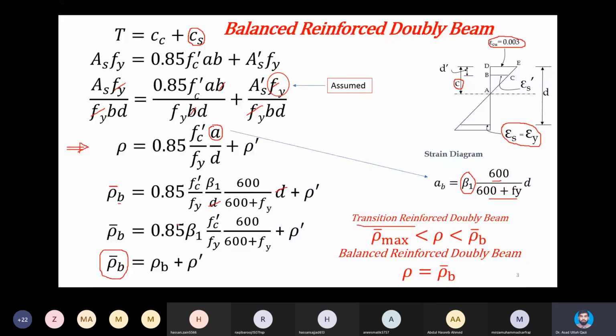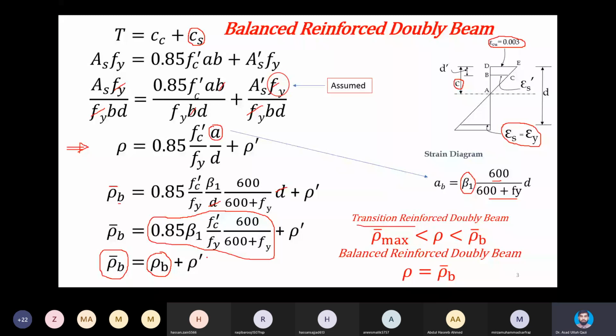And once you rearrange the first component, it is interesting to note that our first component on the right hand side is rho balanced of singly beam. So it means rho balanced of doubly beam is equal to rho balanced of singly beam plus rho prime. Even in this equation, the same ambiguity is there, that what is the status of compression steel. If it is case 1 doubly beam, it means compression steel at yield, then this equation is valid. If this is a case 2 doubly beam which is balanced reinforced, then this Fs prime over Fy will be present along with rho prime.